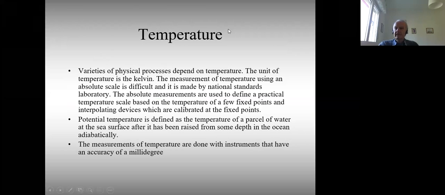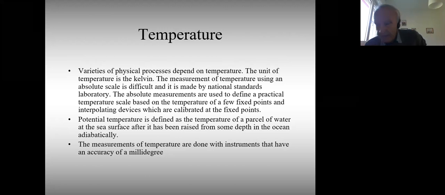So here we are talking about temperature. The physical processes in the ocean depend on temperature. The unit of temperature obviously is the Kelvin. But the measurement of temperature using an absolute scale is difficult, and it is made by National Standards Laboratories. The absolute temperatures are used to define a practical temperature scale based on the temperature of a few fixed points and interpolating devices which are calibrated at the fixed points, because we use devices to measure the temperature. These devices are calibrated by absolute temperature in laboratory conditions, and then we interpolate between these fixed points in order to calibrate the instruments.